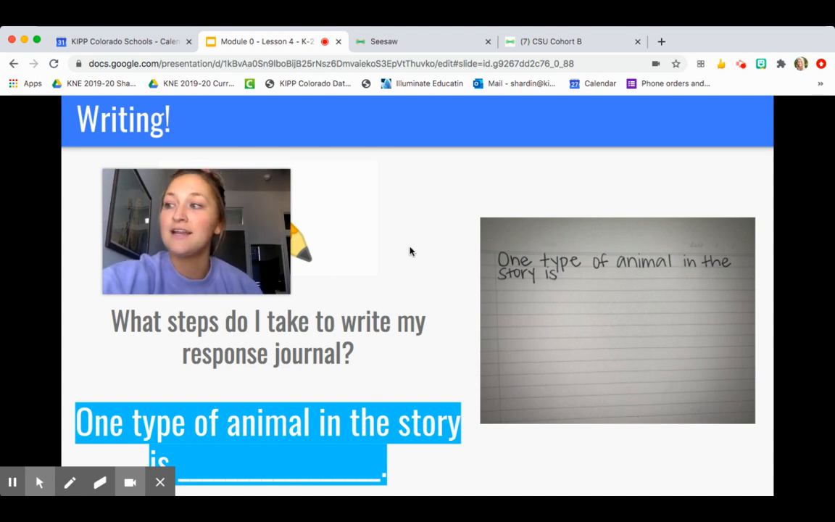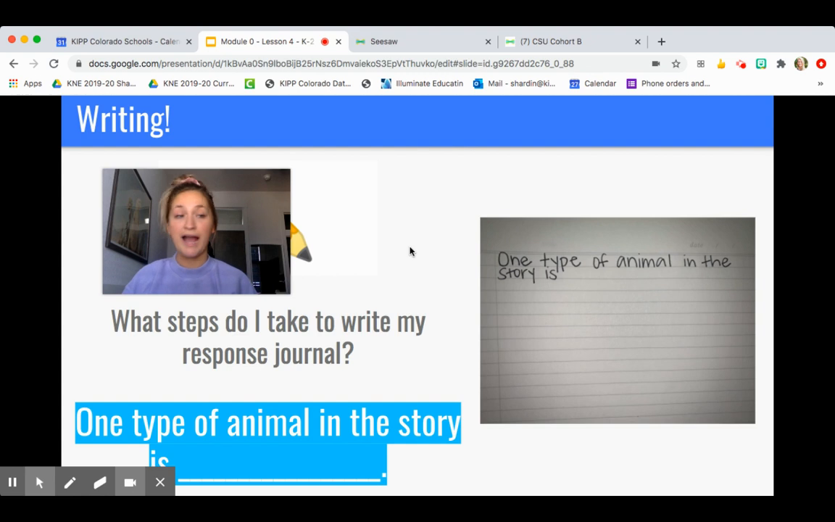Okay, so the first thing that I'm thinking is I see here that I have a sentence stem that I need to use for my writing. My sentence stem says, one type of animal in the story is. Okay, so I'm thinking to myself, what was one of the types of animals in the story? You know what?